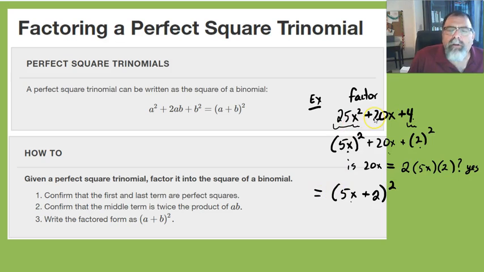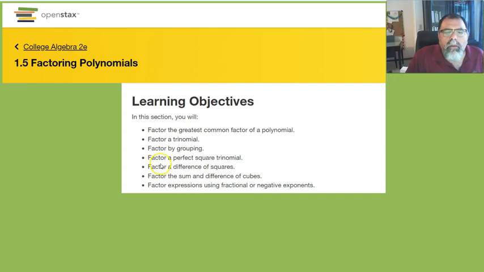So you just recognize, oh, that's a perfect square trinomial. It fits this pattern, right? You just have to check that middle term. This is the key right here. Okay, moving on to factor a difference of squares.